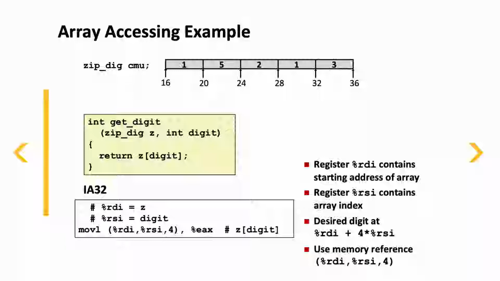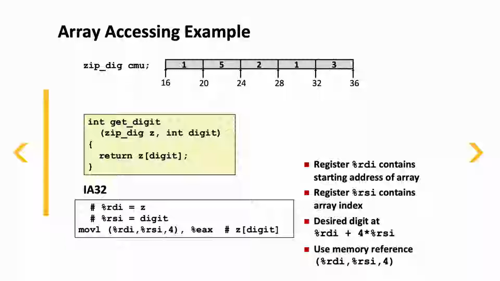So it's a simple one command assembly code, right? It's just going to use that memory addressing that we talked about a couple videos ago. And the desired digit will be at RDI plus 4 times RSI, right? So we can see that this works. If we passed in the CMU array, then RDI is going to be storing memory address 6, is going to be storing a 16 to indicate that we're going to memory address 16.